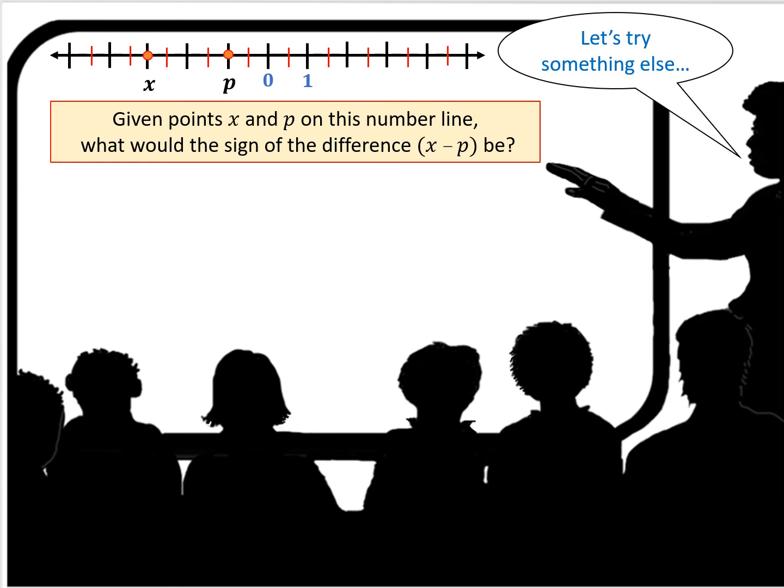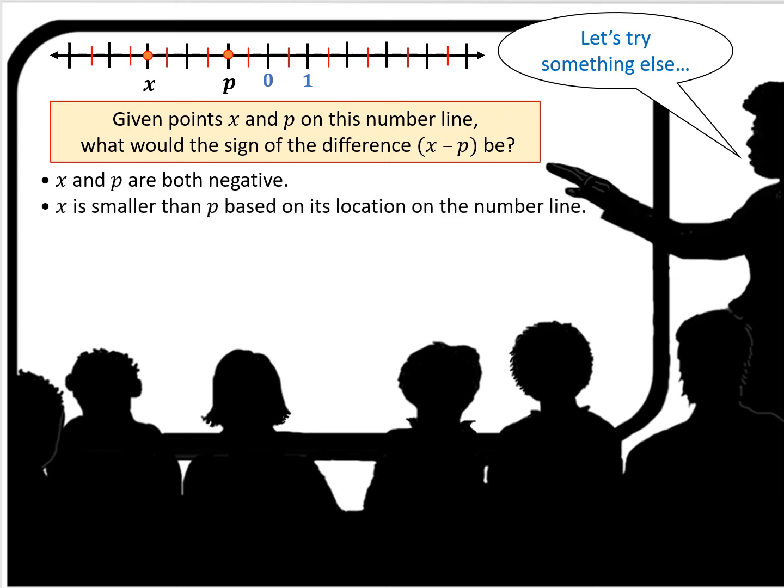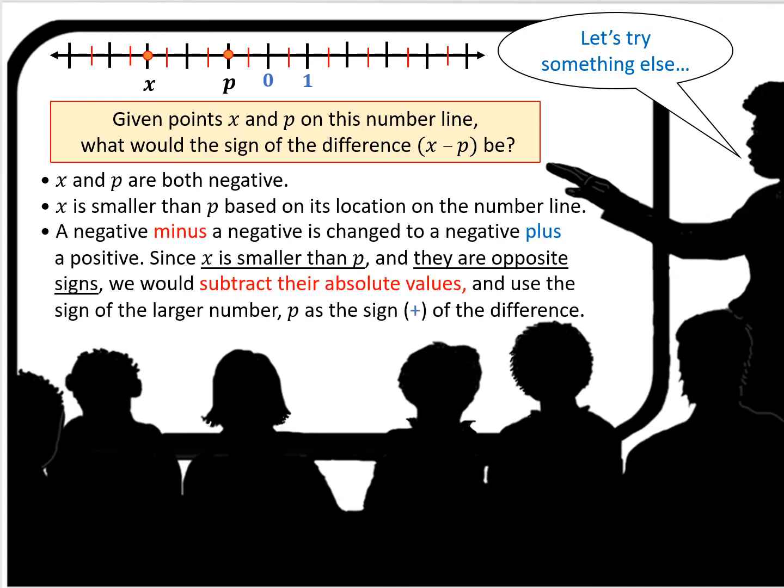Let's try something else. Given points x and p on this number line, what would the sign of the difference x minus p be? Well, something we can figure out is x and p are both negative. We also know that x is smaller than p based on its location on the number line. It's to the left of p.